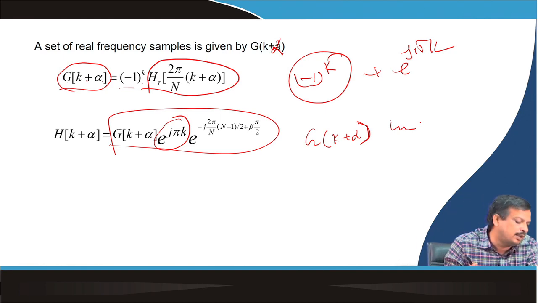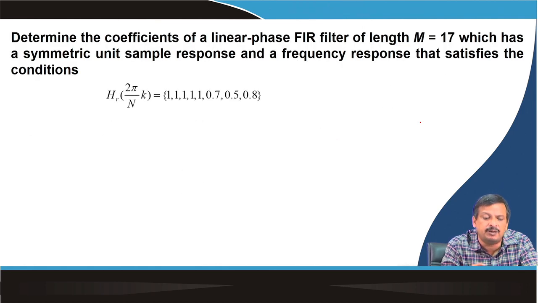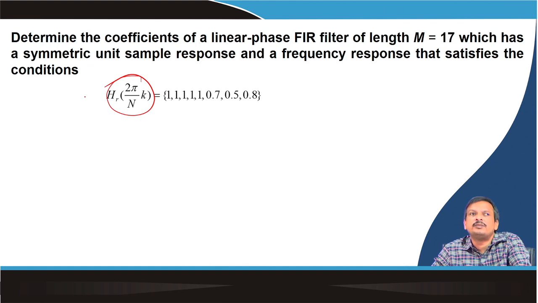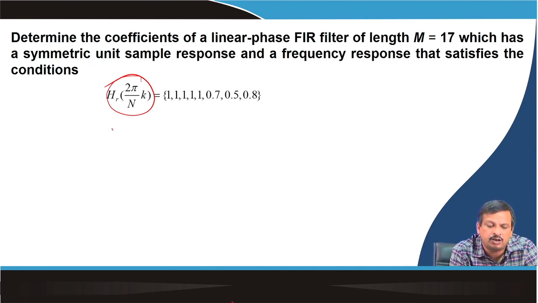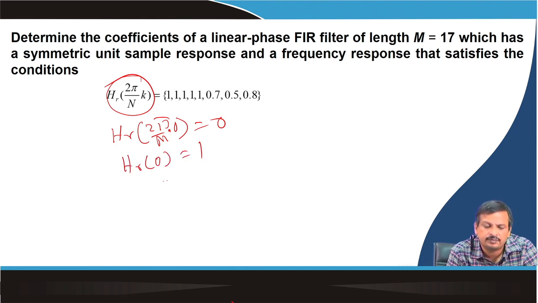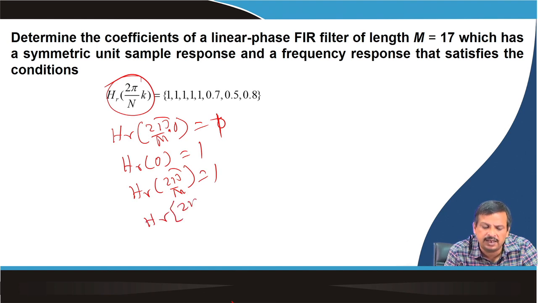Let us take an example. Let us say I took the first example, where the given specification is this one. H_R at 2 pi by N into k: for k equal to 0, H_R(0) is equal to 1, and H_R(2 pi by N) is 1, H_R(2 pi by N into 2) is equal to 1.